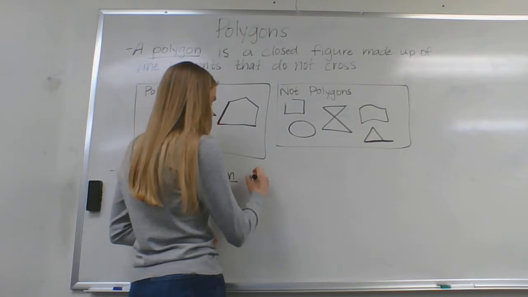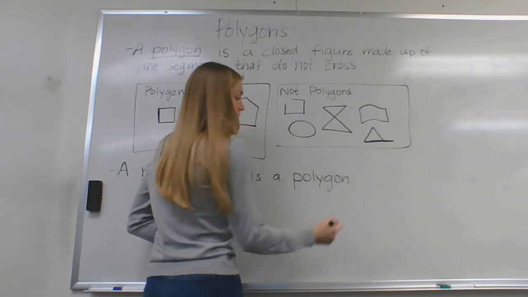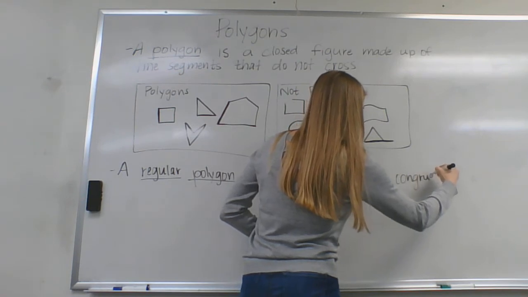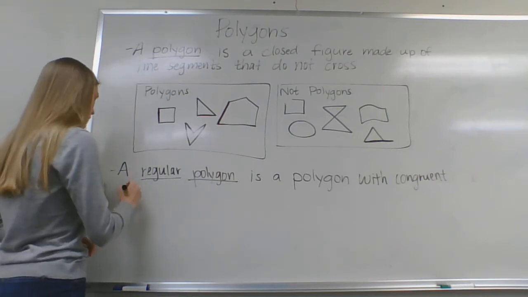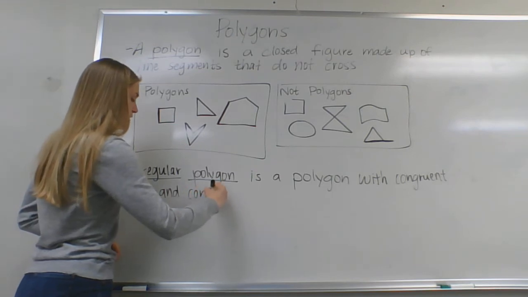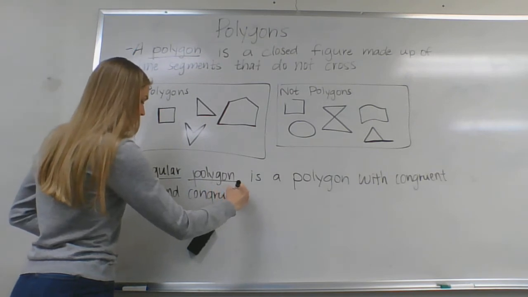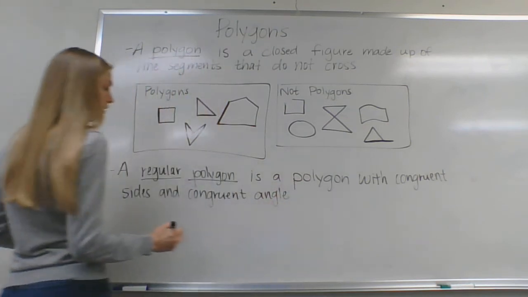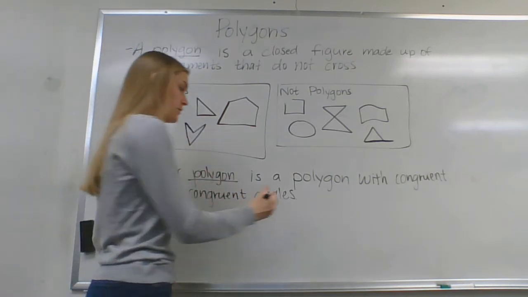A regular polygon is a polygon with congruent, that means equal, congruent sides and congruent angles. So what that means is they have the same length sides and they have the same measure angles.